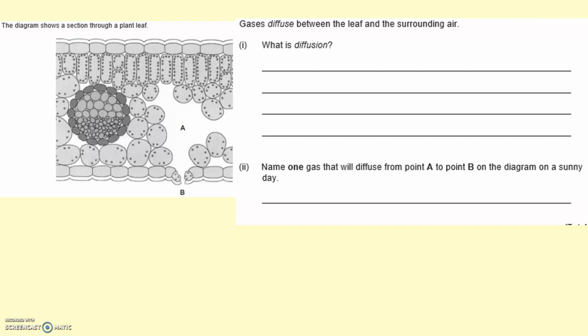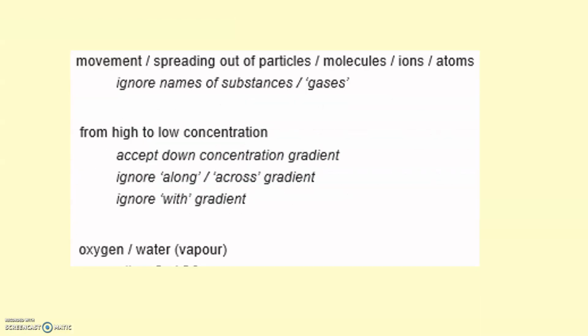Now, after photosynthesis, oxygen will be high in concentration in A, so oxygen will diffuse out on a sunny day, because on a sunny day, expect photosynthesis to occur. Okay, so can you please mark your answers? Thank you.